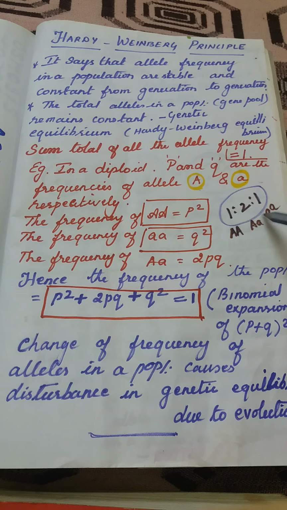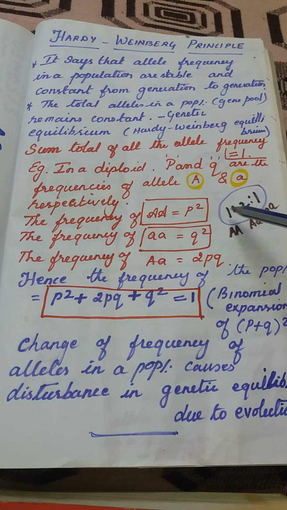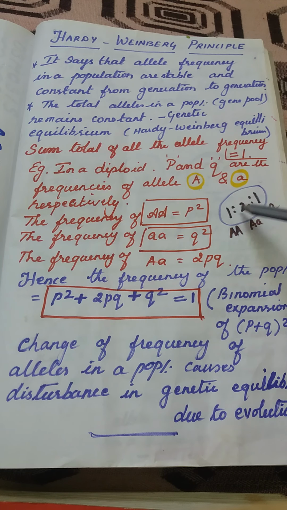Just remember the Mendelian monohybrid cross. The Mendelian monohybrid cross ratio is 1:2:1. If you remember that, then it is easy to write this expression. The 1 represents the dominant allele, the other 1 represents the recessive allele, and 2 is for the heterozygous. Remember that, and then we can write it easily.